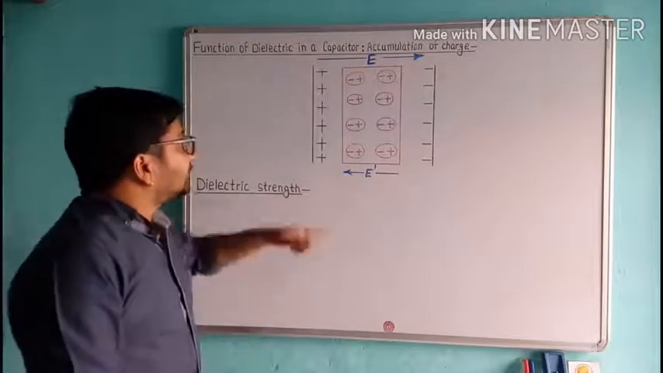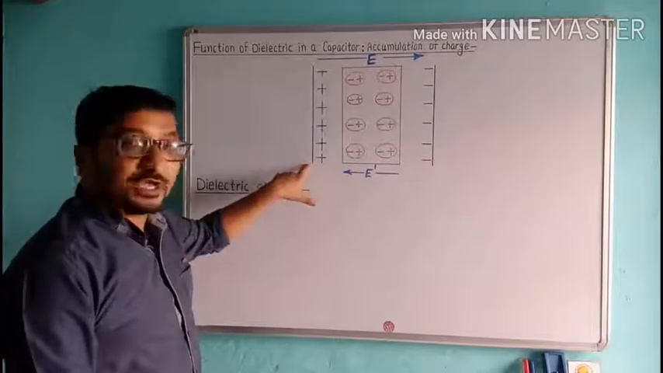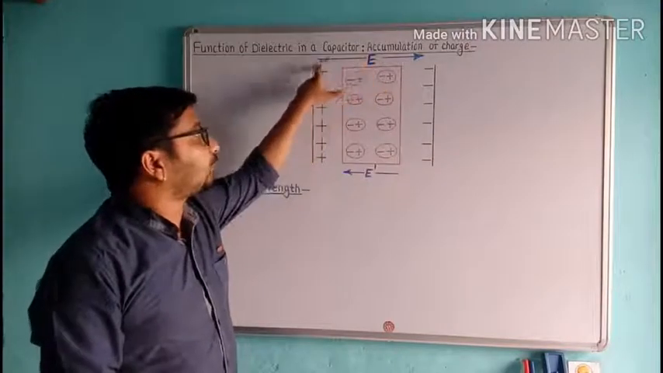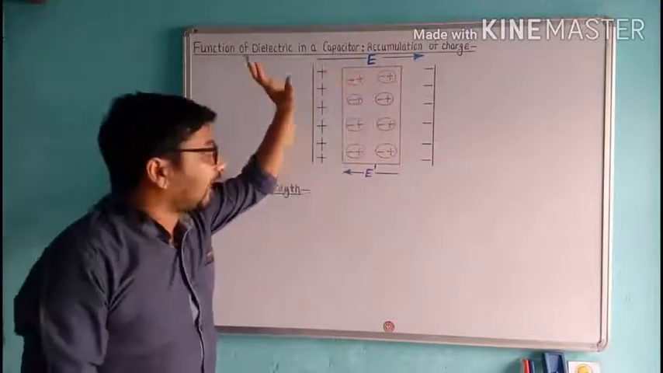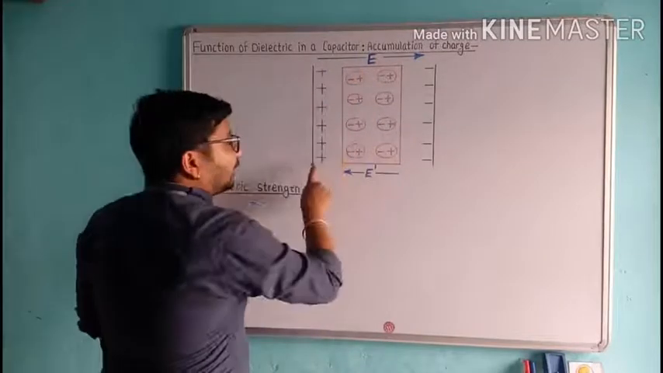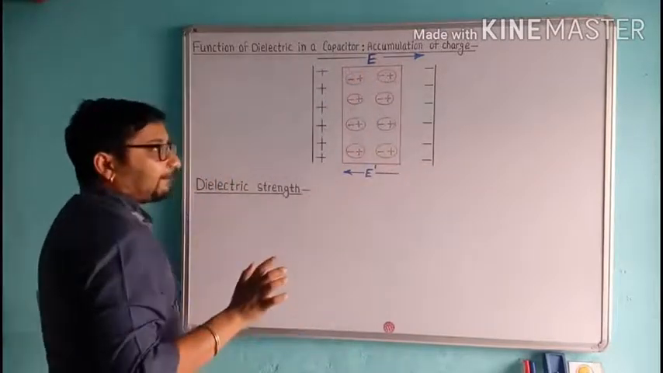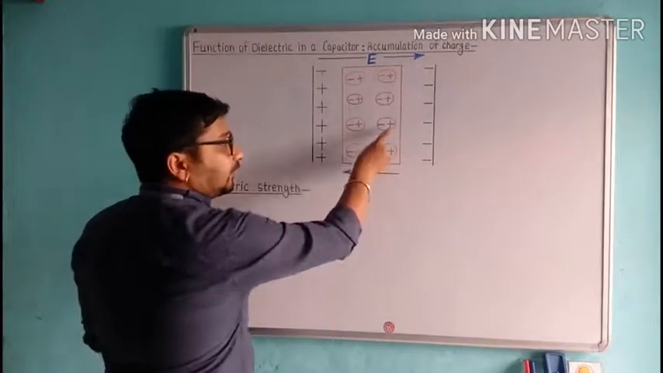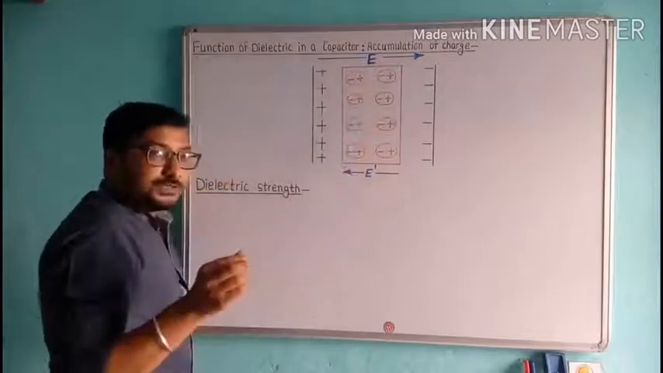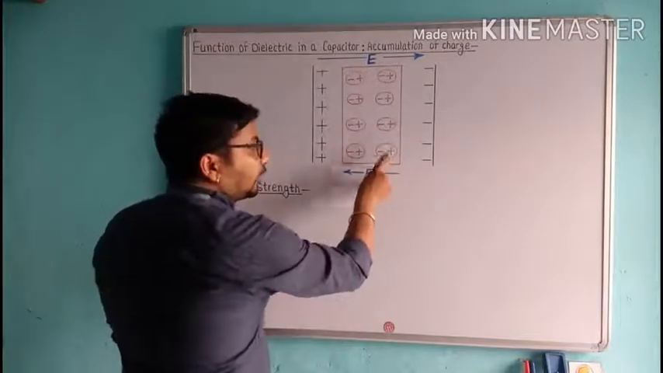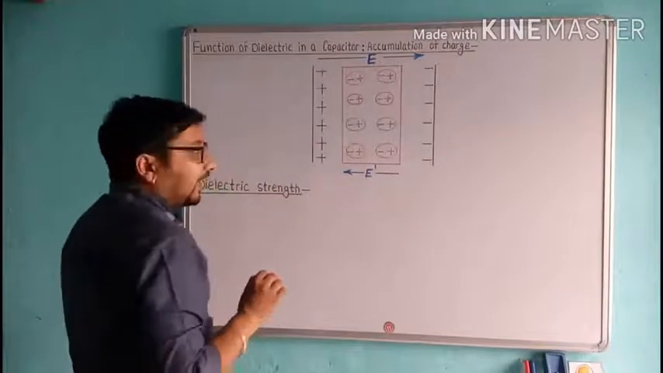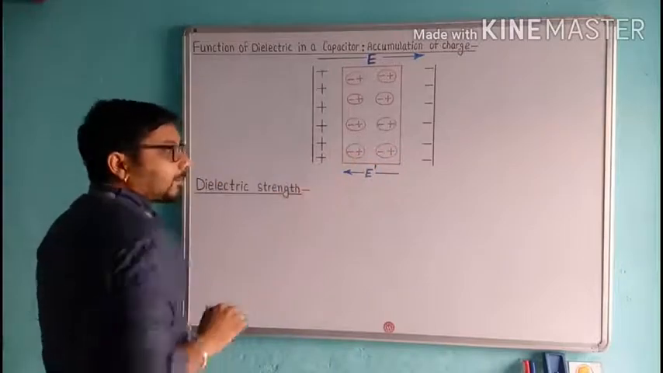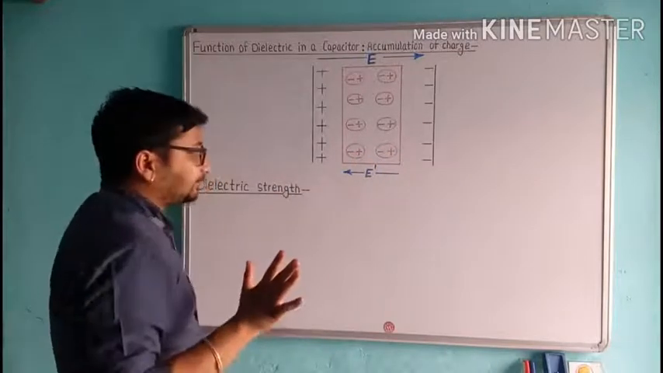Now suppose this is the positively charged plate of the capacitor, this is the negatively charged plate of the capacitor, and the direction of the electric field is from positive charge to negative charge, as we already know. We place a dielectric slab between the two charged plates of the capacitor. Then the nuclei of the atoms of the dielectric slab are pulled towards the negatively charged plate, and the electrons of the atoms of the dielectric slab are pulled towards the positively charged plate of the capacitor.